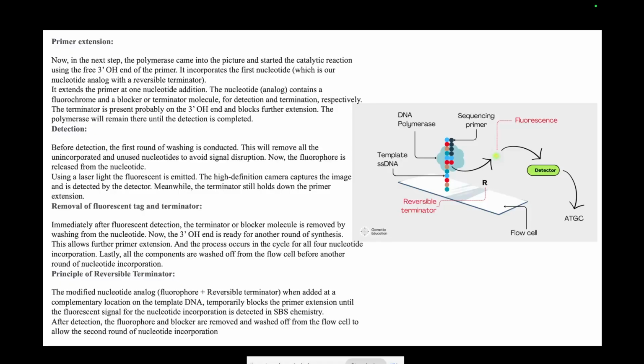That will depend on what kind of bases are there, and how modified those bases will be, depending upon your choice of the technology. But the basic idea is that after one base is added, you have to detect what base that is. For that, you need either fluorescent signals, which is the light signal, or you will use something like a radioactive signal or something else.